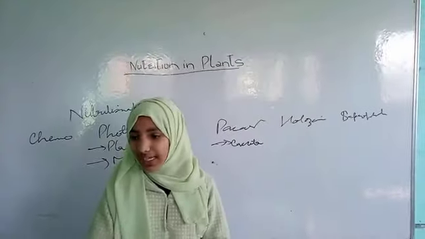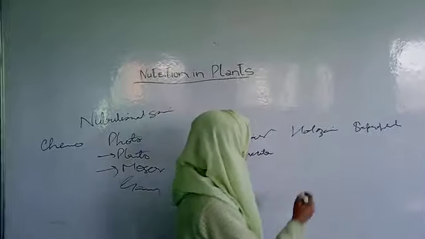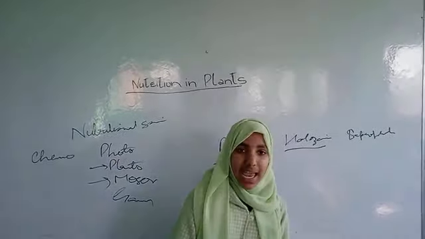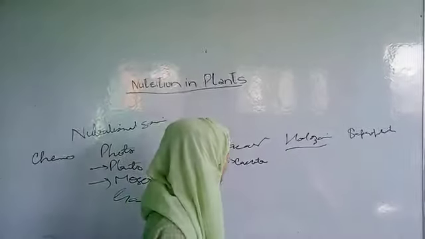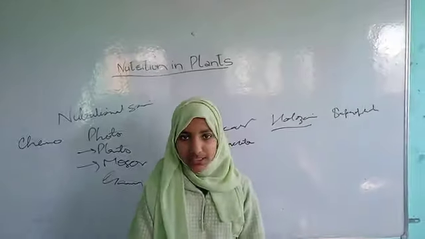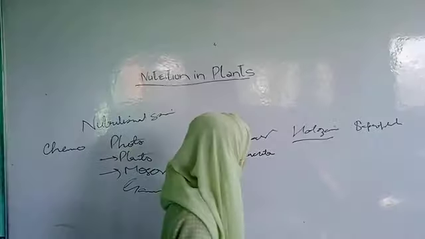Sanguora, stayform, lice, leech, etc. And next, holozoic nutrition. It is that type of nutrition in which organisms obtain their food from organic materials. For example, we human beings and amoeba.